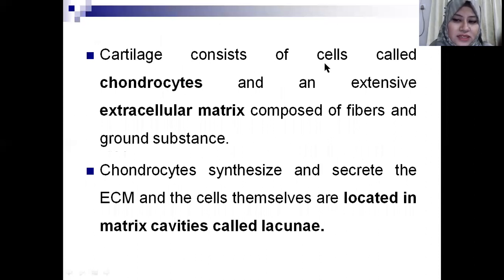Cartilage consists of cells called chondrocytes and an extensive extracellular matrix composed of fibers and ground substance. Chondrocytes synthesize and secrete the extracellular matrix, and the cells themselves are located in matrix cavities called lacunae.